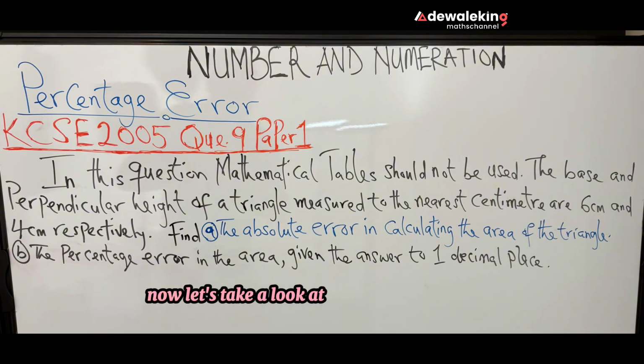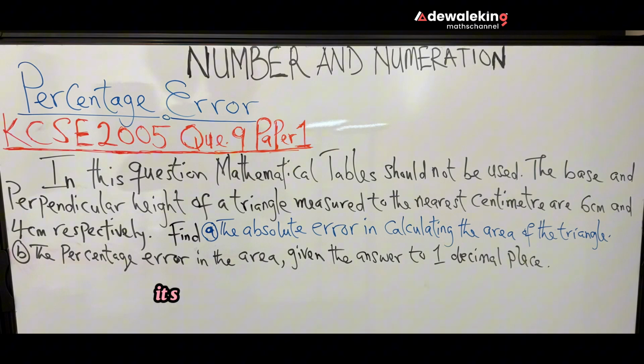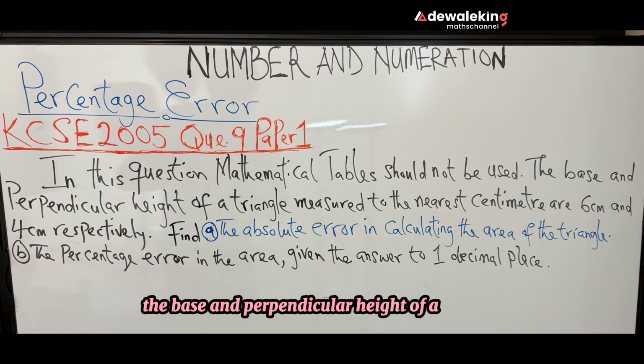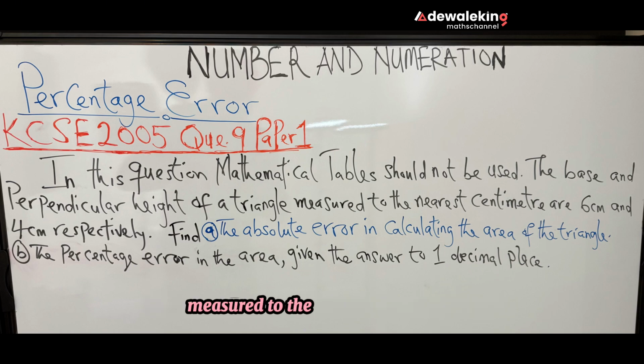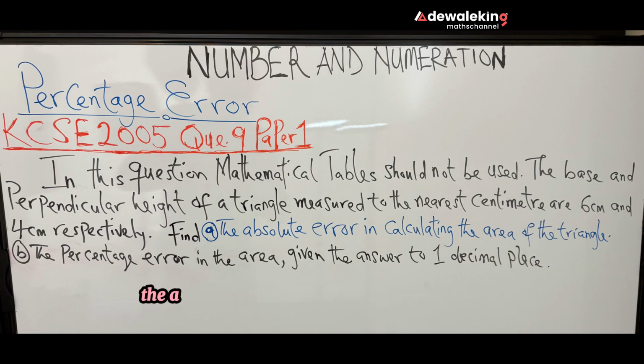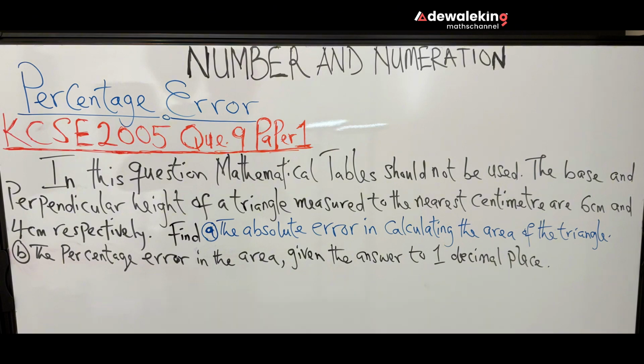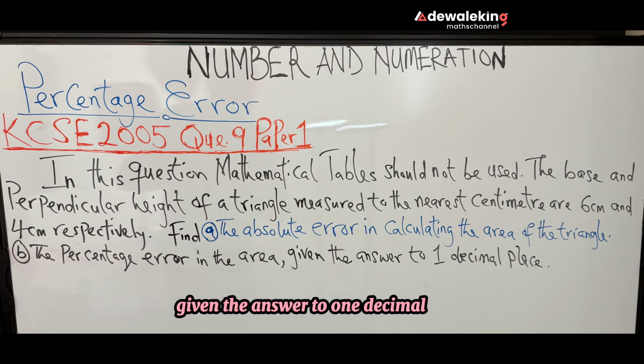Now let's take a look at this example from the KCSE 2005 question 9 paper 1. It says, in this question, mathematical tables should not be used. The base and perpendicular height of a triangle measured to the nearest centimeter are 6 centimeters and 4 centimeters respectively. Find A, the absolute error in calculating the area of the triangle. B, the percentage error in the area, giving the answer to 1 decimal place.